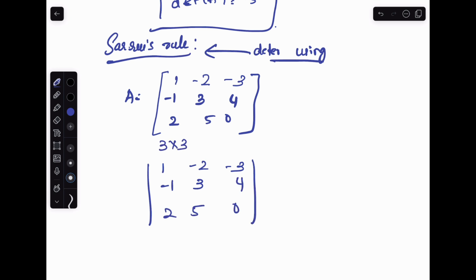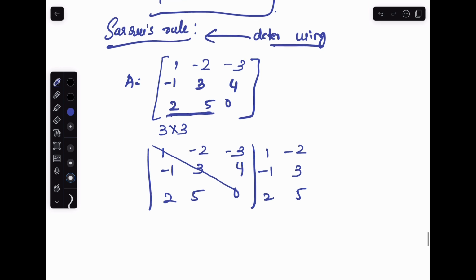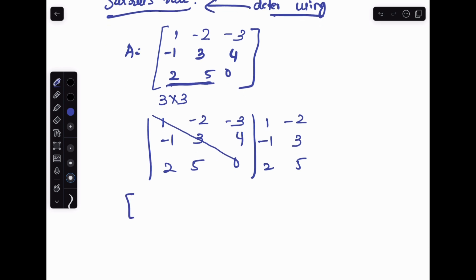First let me write the matrix. Now copy the first and the second column to the right hand side of the determinant, that is, minus 1 2 minus 2 3 5. All right, now since it's a 3 cross 3 matrix, whatever multiplication you do should contain 3 elements. So the first diagonal I will take is 1 into 3 into 0, which is 0, plus, now again 3 elements, the next 3 elements, minus 2, 4 and 2.